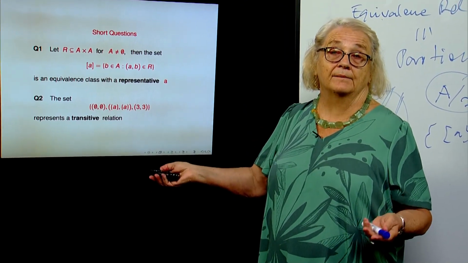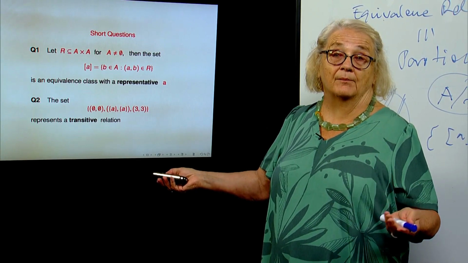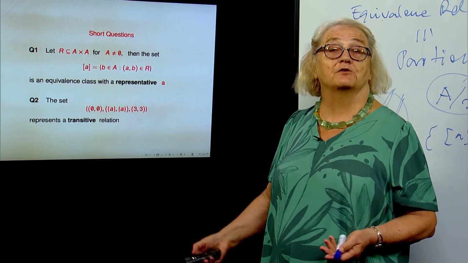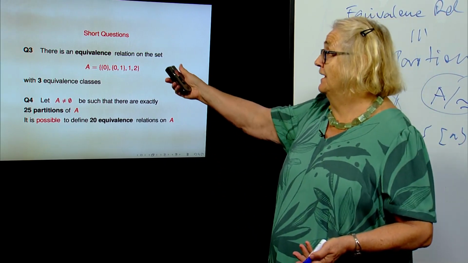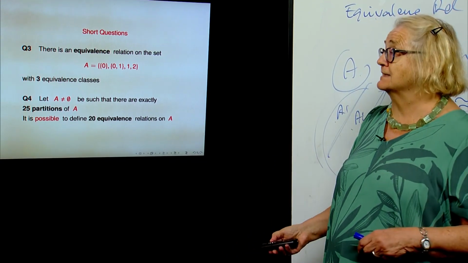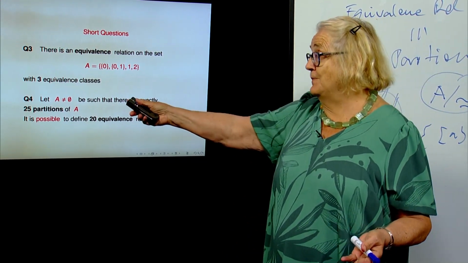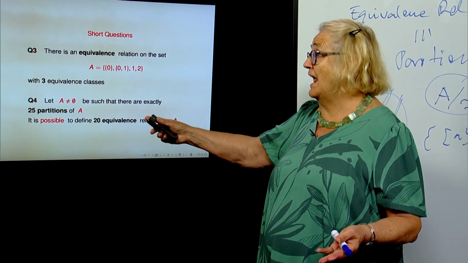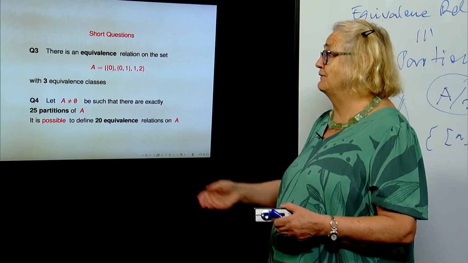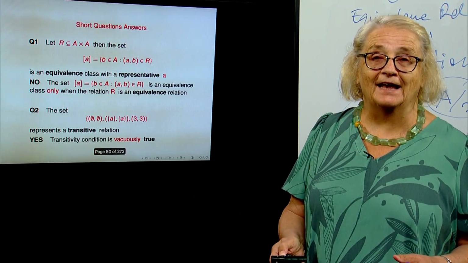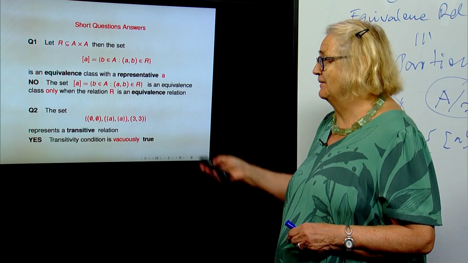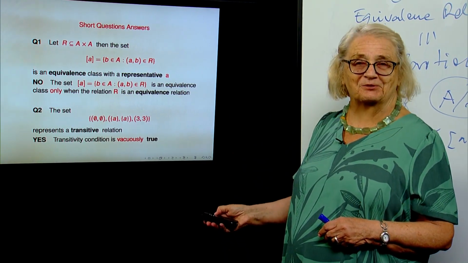questions about binary relations, properties of binary relations, equivalence relation. For example, is it a transitive relation? Is there any equivalence relation on the set with 3 equivalence classes? Let A be a non-empty set such that there are exactly 25 partitions. Is it possible to define 20 equivalence relations on A? And of course, I give you nice answers to those questions.